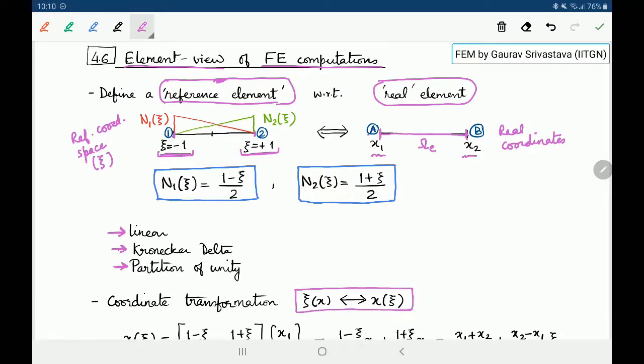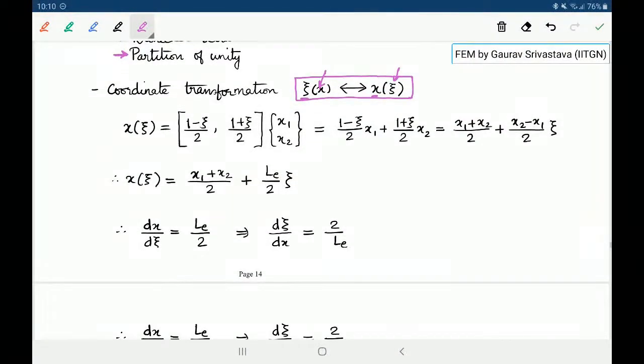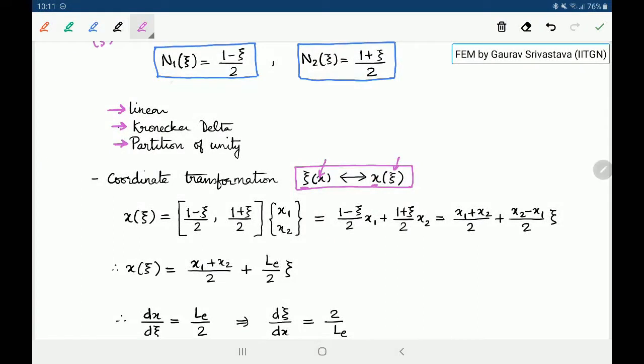So we need a way where we can go back and forth between these two. If we are given an x value, we should be able to calculate the corresponding psi value. And conversely, if we are given a psi value, we need to know the corresponding x value. Now one way of doing that is we can use the same set of shape functions that we have defined here.